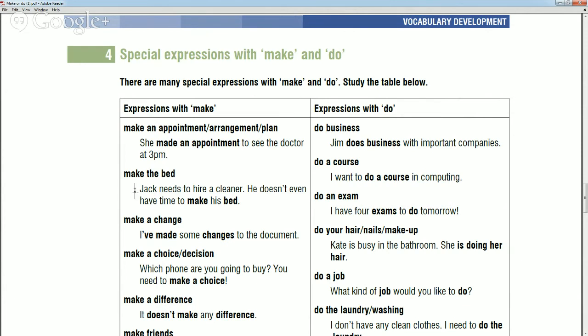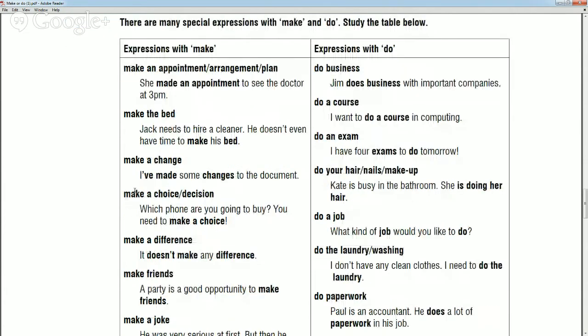Okay, can you read that one? Okay, I've made some changes to the document. Yeah. So when you write your dissertation, you will make many changes. So, make a choice or make a decision.